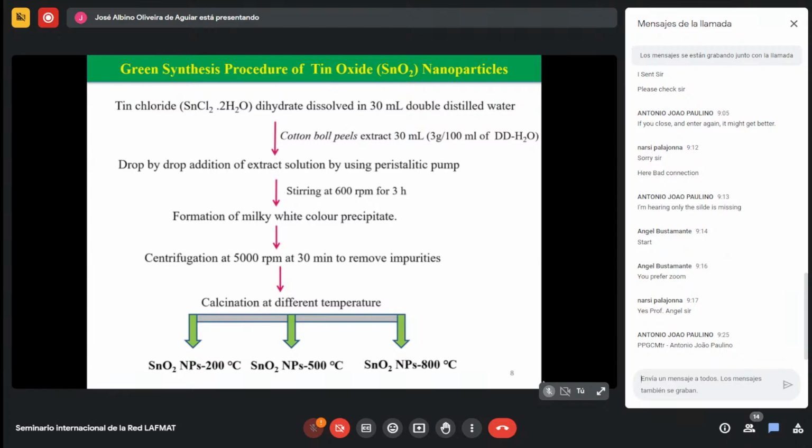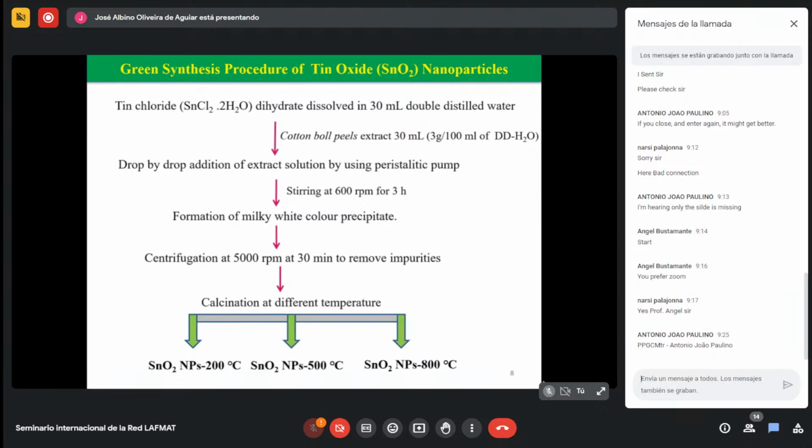That extract is added to the metal precursor, the tin chloride. Once we add it to the tin chloride, a complex is formed, which is indicated by a milky white precipitate. The precipitate is collected by centrifuge for 30 minutes to remove the impurities, and we collect the fine pellets.